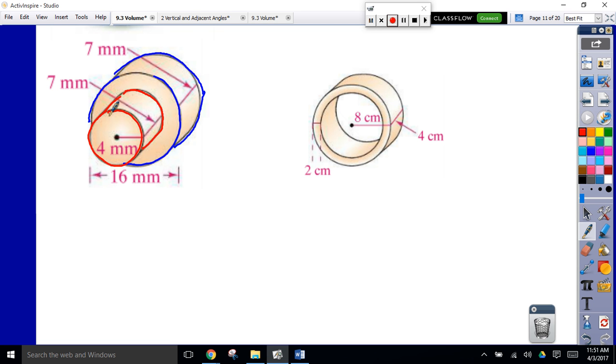Now the second example has a hole in the middle. So the second one we are going to need to do some subtracting when there's a hole. So let's start with this one. Let's find the area of the blue shape. What is the radius of the blue cylinder? Casey?